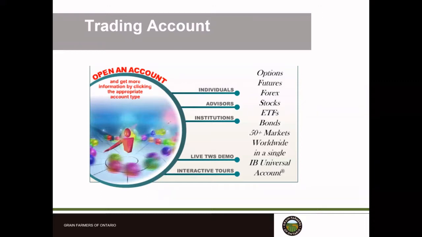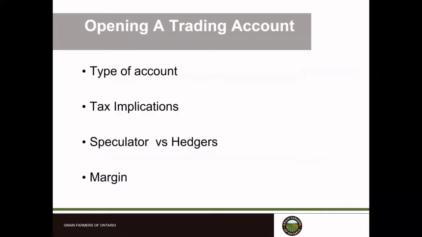Okay, so there's a bit of something there for everybody, but we need to narrow it down to see what kind of trading account the average farmer that we're dealing with today would be looking at. So again, when opening a trading account, we have to determine the type of account we want. In this case, it would be either a speculator, because I want to try and make money off the market, or a hedger.